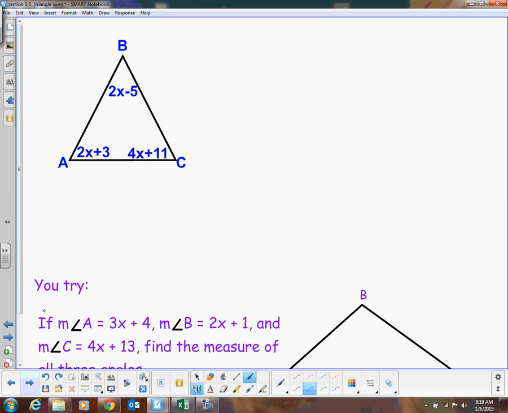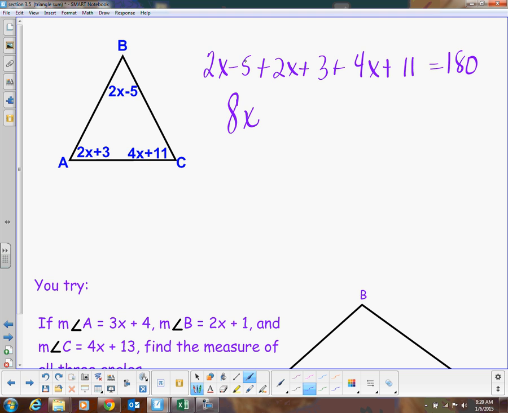But then one other piece I did is I gave you the inside angles. So what do you write? 2x minus 5 plus 2x plus 3 plus 2x plus 11. There you go. I bet you could have done that without this lesson. What's 2 and 2 and 4? 8x. What's negative 5, positive 3? Negative 2 plus 11.